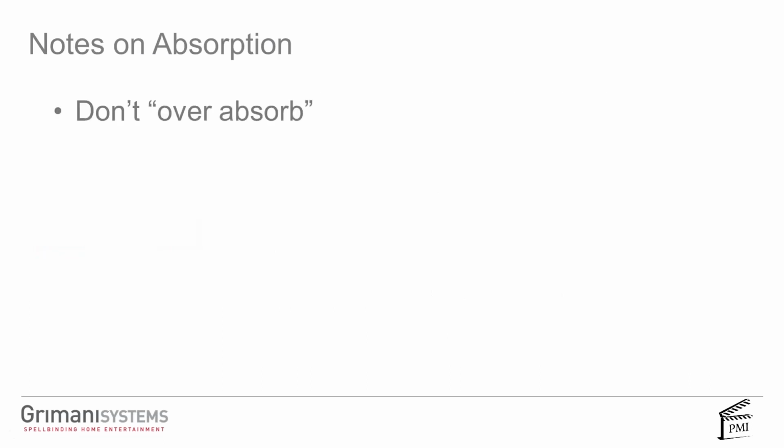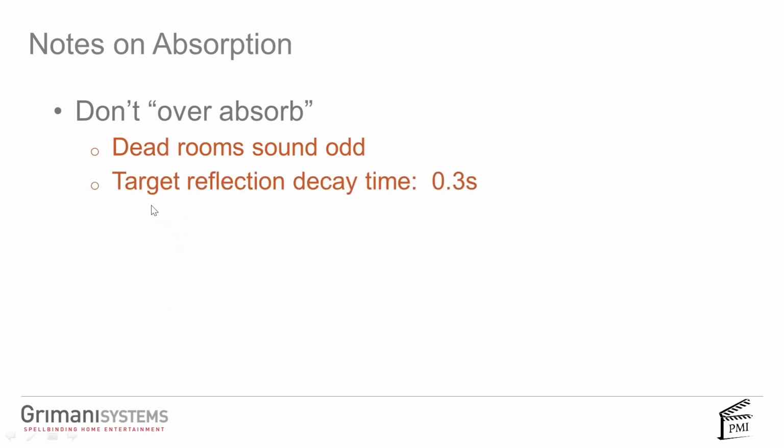So other notes on absorption: don't over absorb. I think this is now the 23rd time I've said it. Dead rooms sound odd. Our target reflection decay time, which I'm about to start talking about, is about 0.3 seconds. So when you put sound into the room, it should reflect around and bloom around the room. In smaller rooms, around 0.2 seconds. In bigger rooms, around 0.5 seconds. The average is around 0.3, 0.35. That's a good decay time.